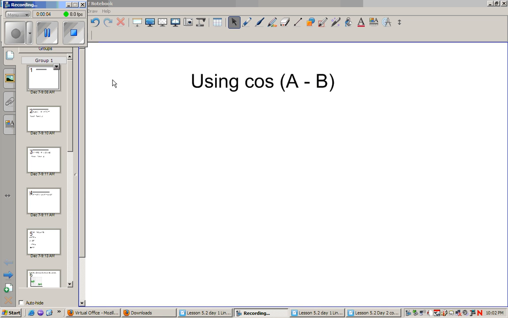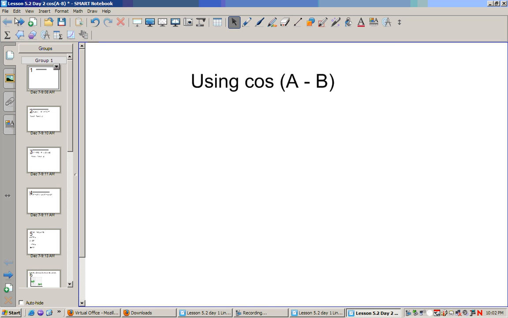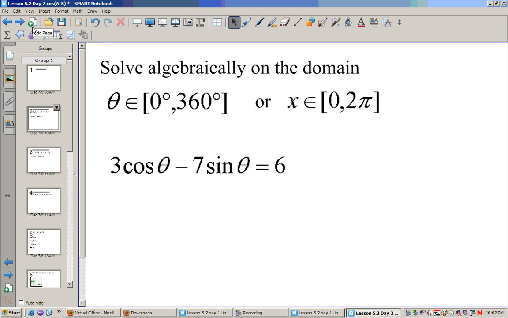Hi, welcome to the second day of 5.2. Today we're going to learn about using cosine of a minus b, and we're also going to review a little bit about the linear combinations of sines and cosines again. And we're going to go a little bit farther also with the sines and cosines.